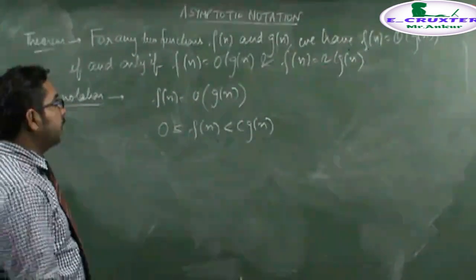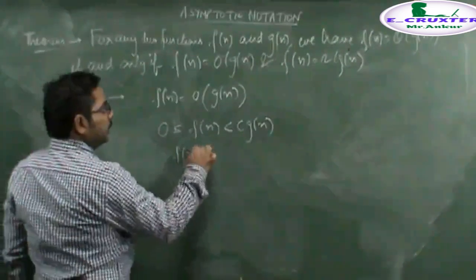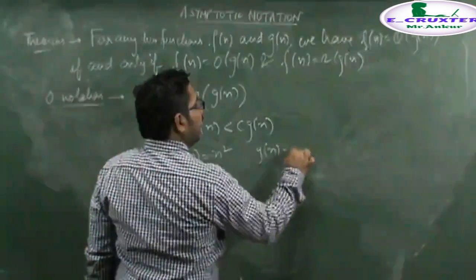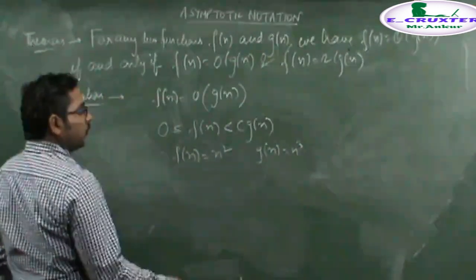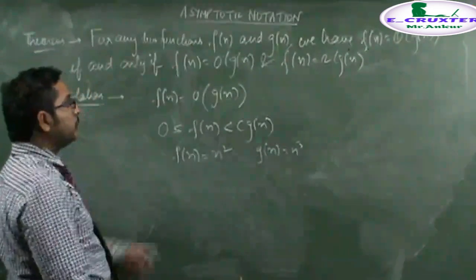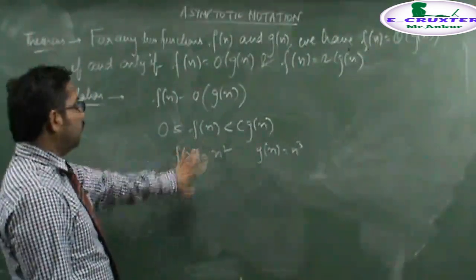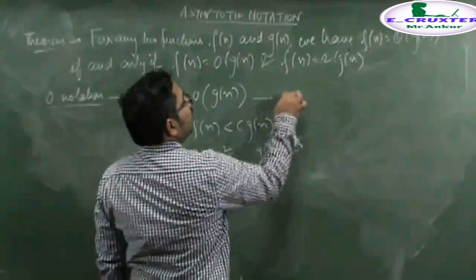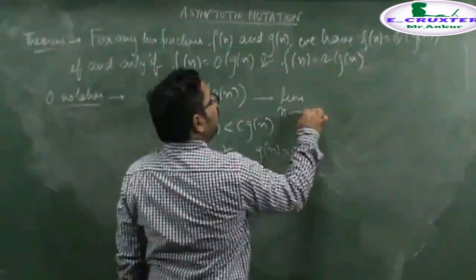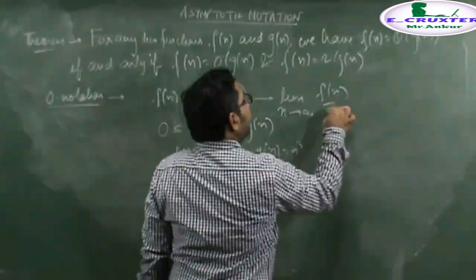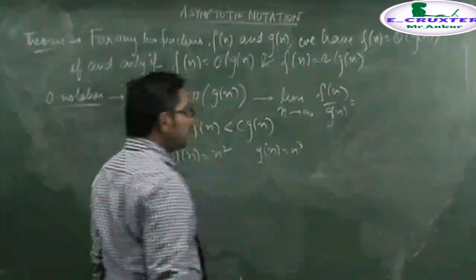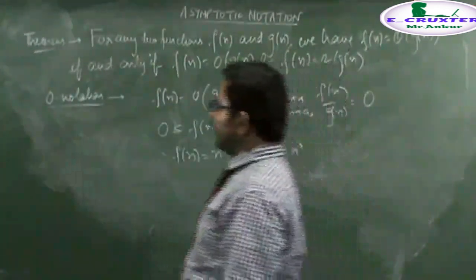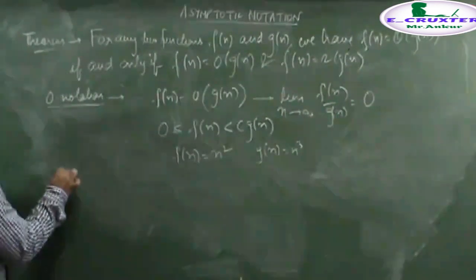Let's say f(n) function is, for example, n square and g(n) function, let's say I take as n cube. Then you will notice that for the f(n) function, the g(n) function will always act as an upper bound, which is basically the loose upper bound. And in limit, if I calculate the limit of n tends to infinity, f(n) upon g(n), it should always come to 0.